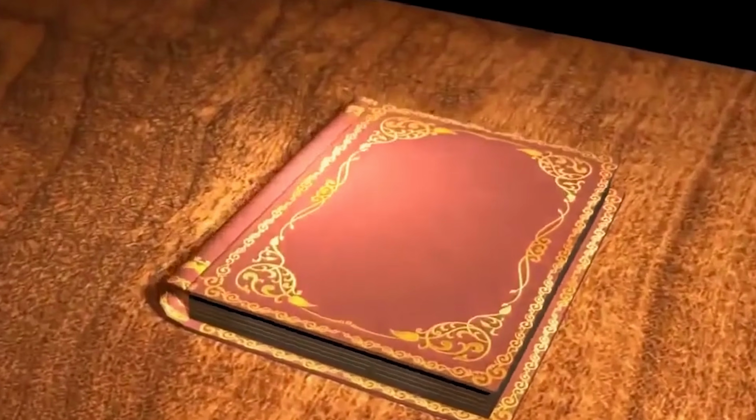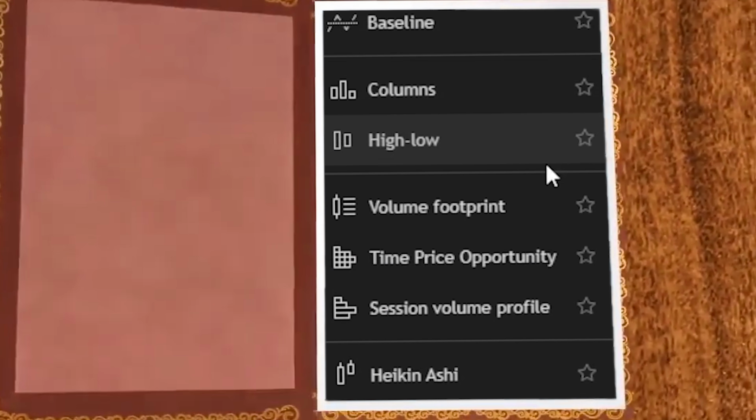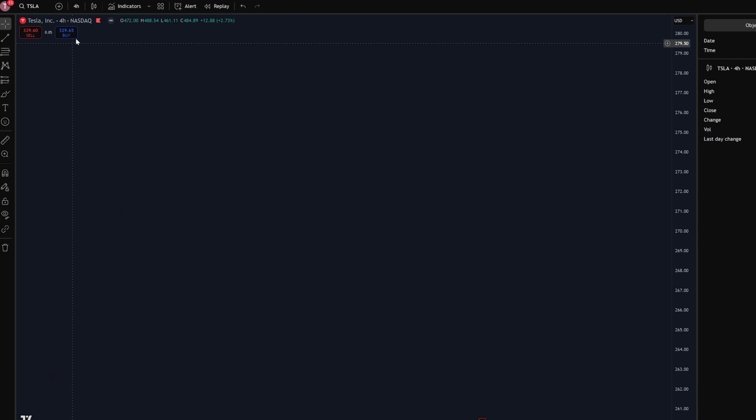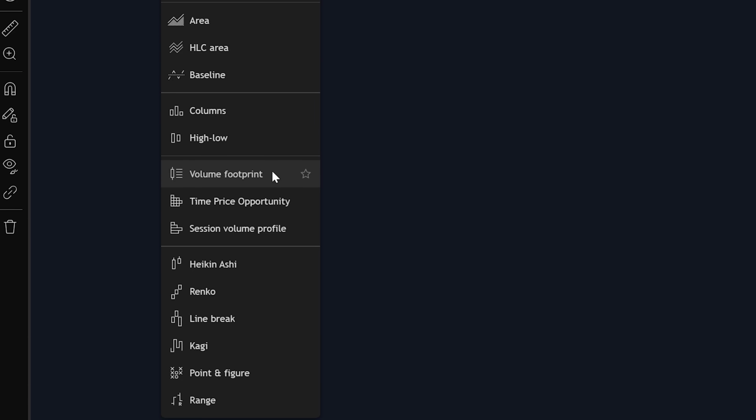If we wanted to view this actual candlestick on a deeper level, we would enable what's called the volume footprint. To do this, go to TradingView. If you don't yet have it, I'll leave a link in my description. Go to the top here, select the candle icon, then scroll to the bottom till you see the volume footprint.